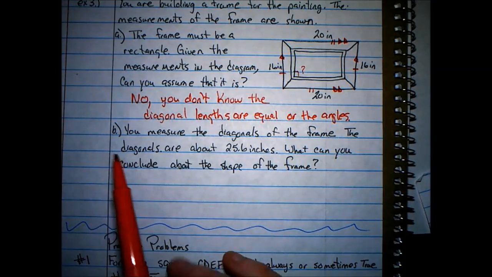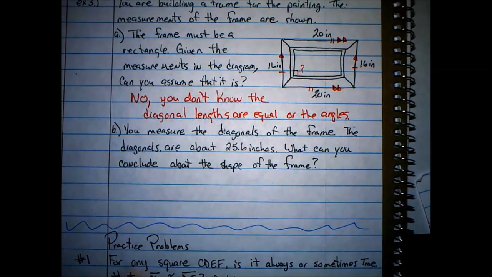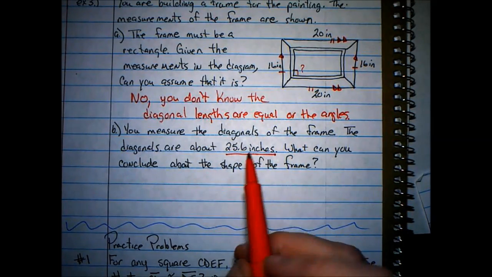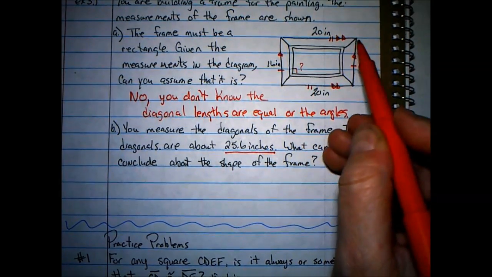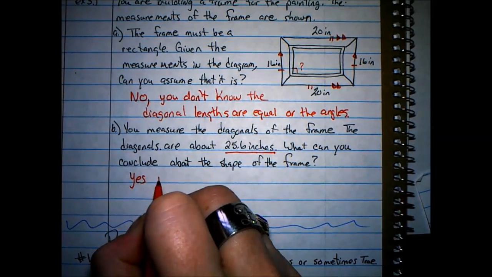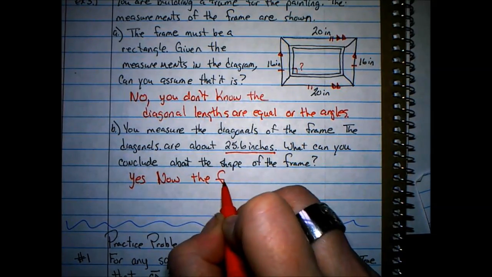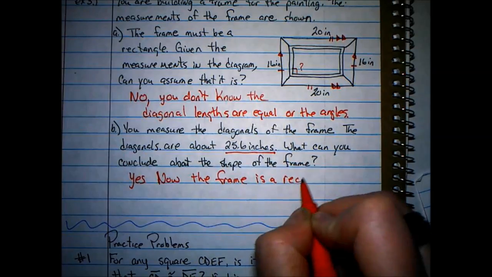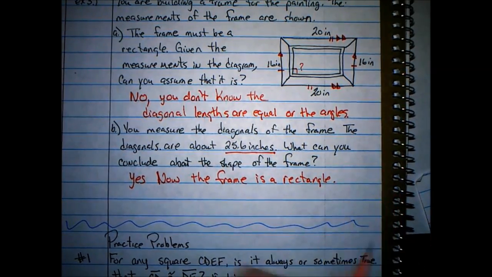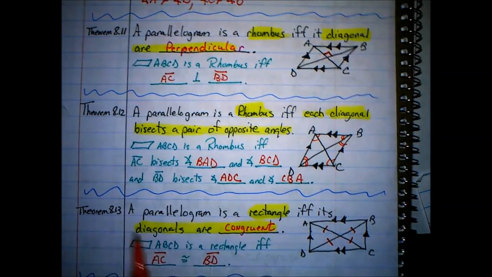On B, they give us some additional information. It says you measure the diagonals of the frame. The diagonals are about 25.6 inches. Now, what can you conclude about the shape? Well, if my diagonals from one end to the other are about 25.6 each, then yes, now I can say the frame is a rectangle.